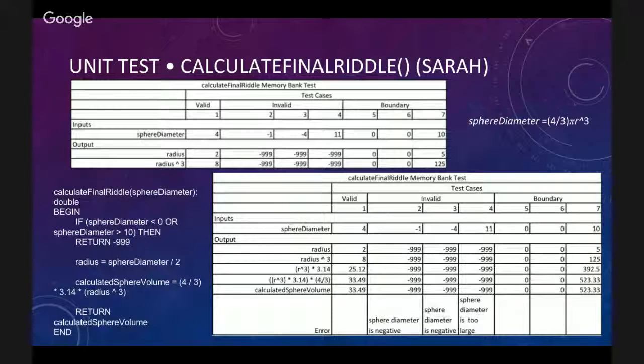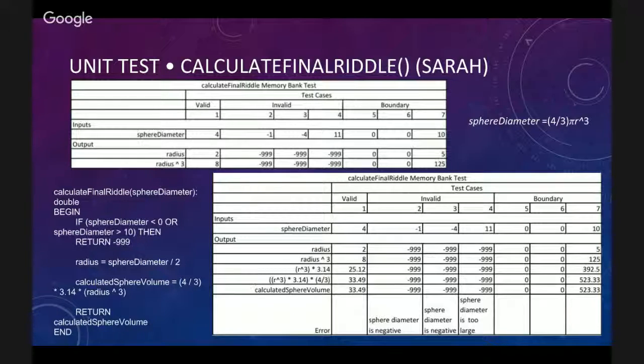So next we would move on to outlining the solution and writing it in pseudocode. And this is a simple if statement. If the sphere diameter is between 0 and 10, then you move on to the rest of the equation, you fulfill that, and you return the statement and the function. However, if it is outside those bounds, if it's a negative number or if it's greater than 10, then the function stops and it returns the invalid statement of negative 999, and you don't get to progress any farther.